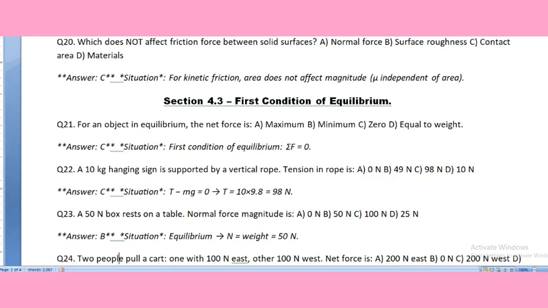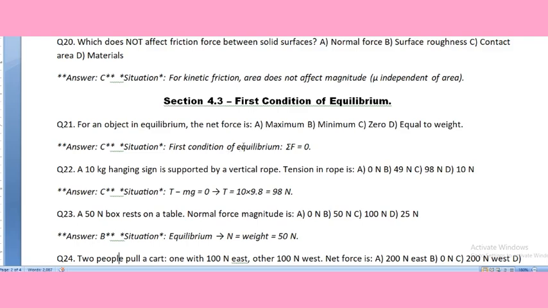The next question is related to 4.3, first conditions of equilibrium, as we are discussing physics grade 11, chapter 4, about dynamics. Question number 21. For an object in equilibrium, the net force is: choice A, maximum; choice B, minimum; choice C, 0; choice D, equal to weight.